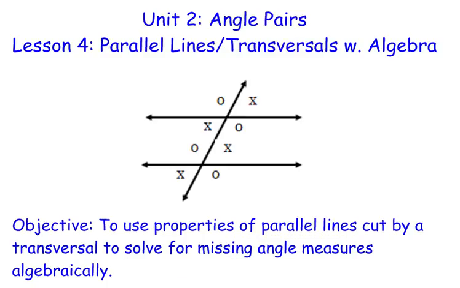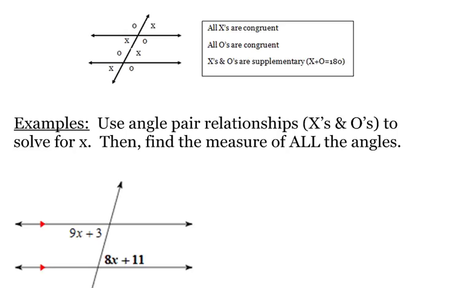So today's lesson is using our X's and O's from parallel lines, those key angle pair relationships, to find the missing angle measures, but this time we're going to do it algebraically. So first thing, you see from the example, we want to use angle pair relationships, our X's and O's, to solve for x. Then use that to find the measure of all the angles.